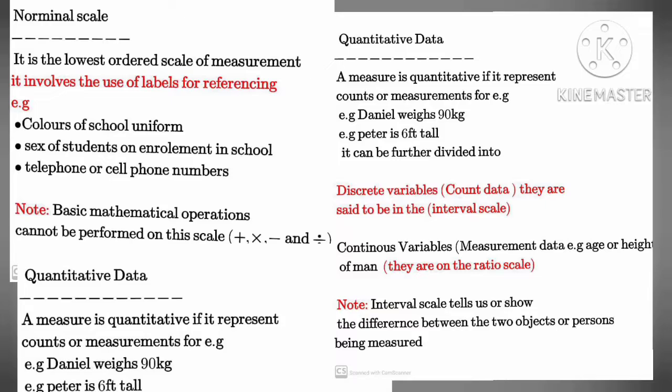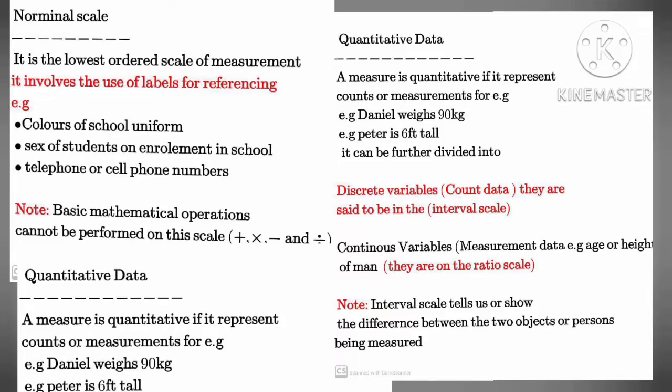Then note that interval scale tells us the difference between two objects. So interval scale and ratio scale, they fall under the quantitative data. Interval scale and ratio scale fall under the quantitative data, while nominal scale and ordinal scale fall under the qualitative data. Yes, I hope I'm right with that.